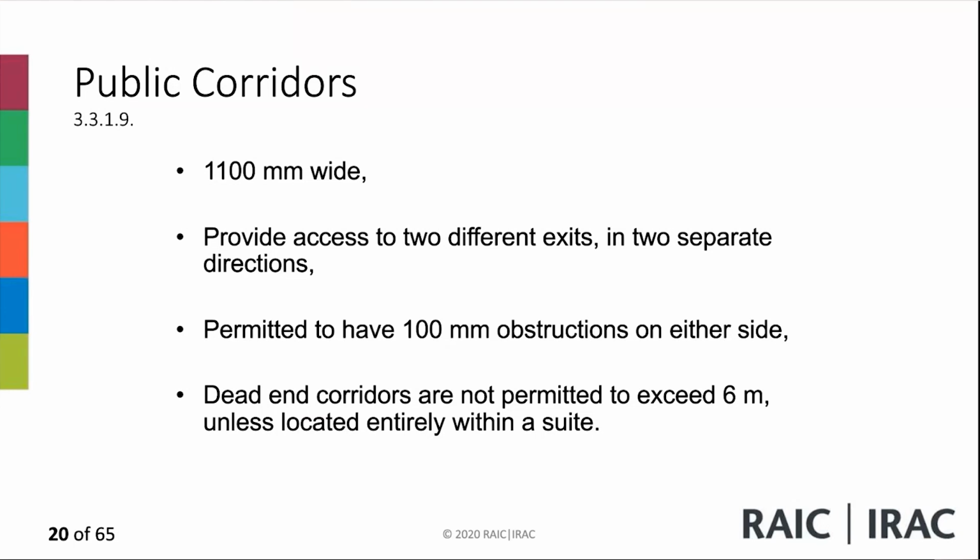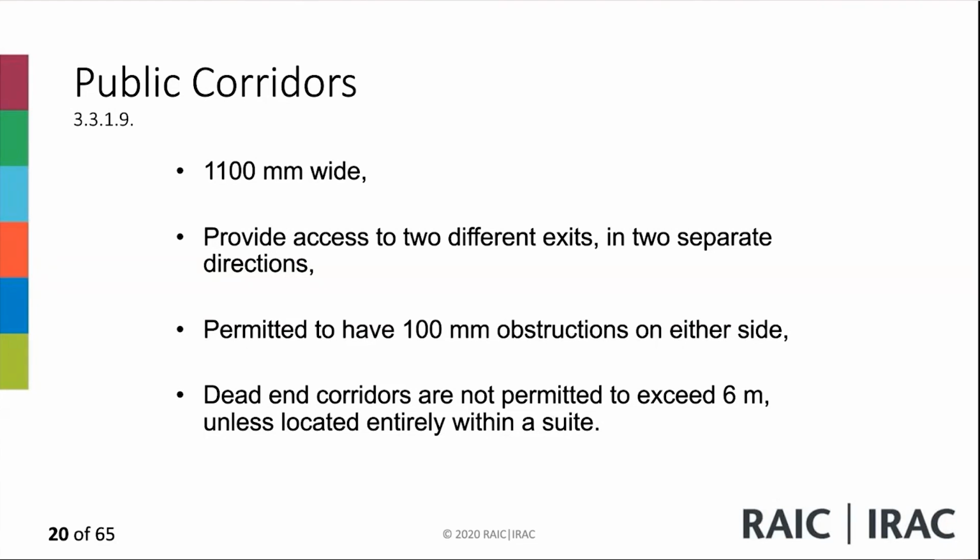So in 3.3.1.9, we're looking at the corridors. It sets the requirement that the corridor needs to be of sufficient width. It's a minimum of 1100 millimeters. And it has to provide access to 2 different exits in separate directions. It can have a minimal obstruction of 100 millimeters on either side, and dead-end corridors are not permitted to exceed 6 meters unless located entirely within a suite.